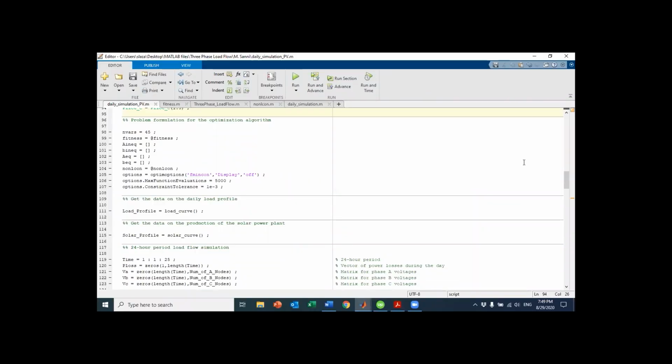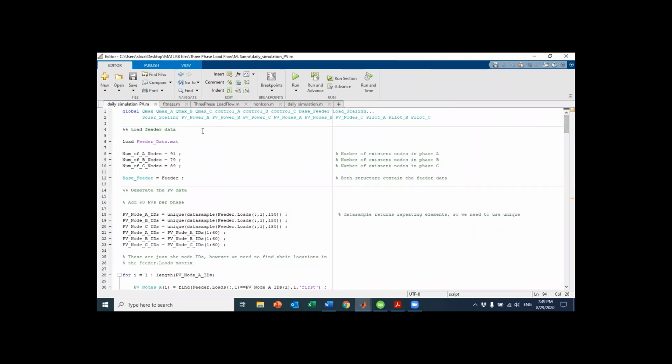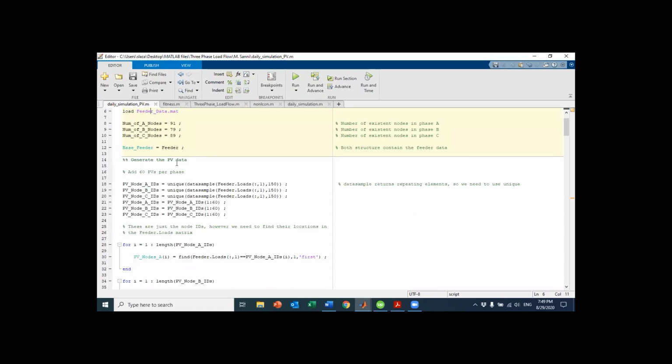So our main function about the implementation of the PVs and the operation algorithm is in the script daily simulation PV. So what's the idea here? First we load the feeder data, so the data and configuration of the network and the active and reactive power of the loads. After that, these are some variables needed for the process. And as it was said in the modification paper, we add 60 PVs per phase.